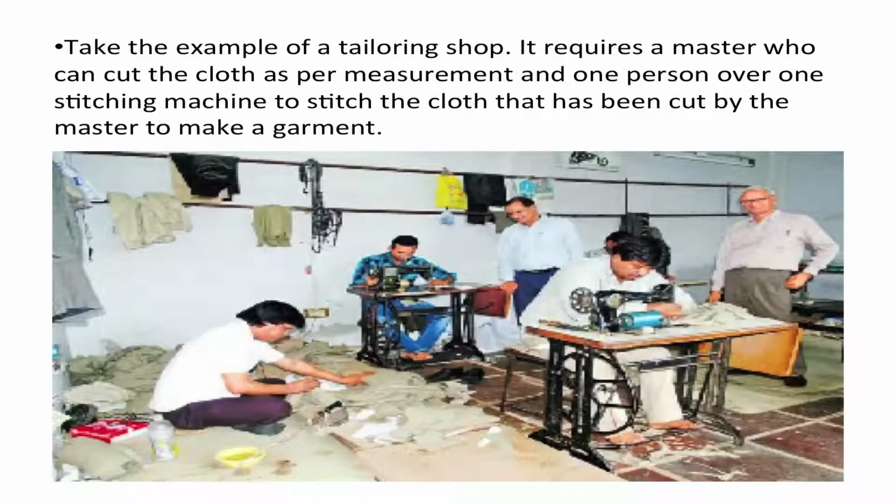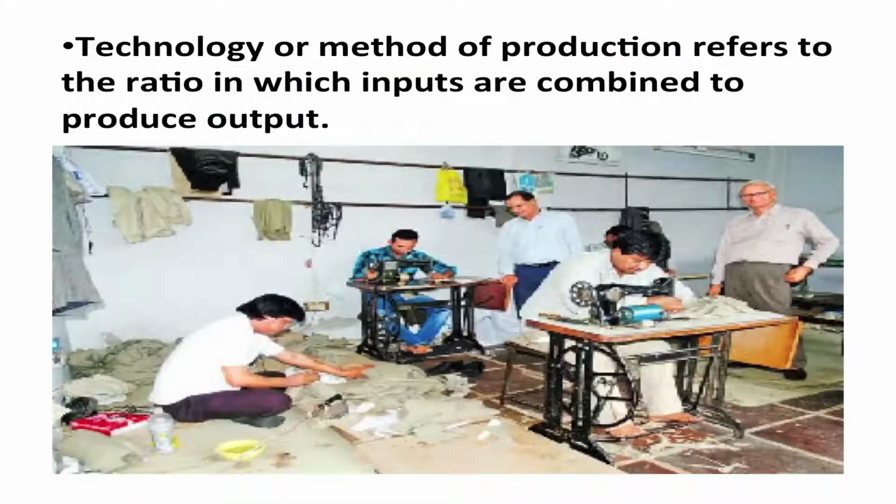As you can see in the slide showing a tailoring shop, this requires a master who can cut the cloth as per measurement and one person over one stitching machine to stitch the cloth that has been cut by the master in order to make a garment. If workload is more, then another machine and a person to work with it can be added. The technology or method of production refers to the ratio in which inputs are combined to produce an output.